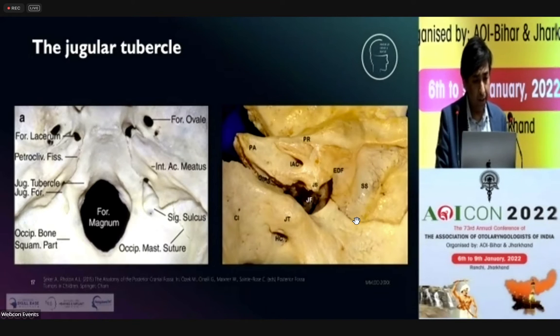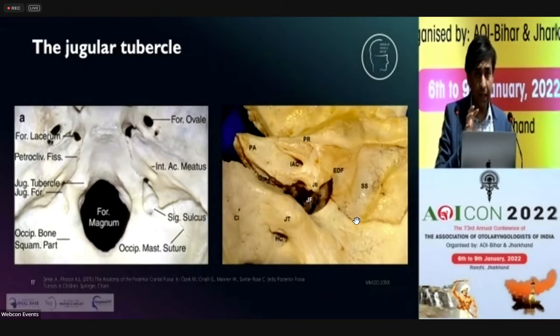The jugular tubercle is more of an intracranial compartment. You need to go after it. You need to drill out the area around the jugular bulb to reach the jugular tubercle. So here you see the jugular tubercle, which forms the posterior border of the jugular foramen. Again, here, this is the jugular tubercle. But when you reach the jugular tubercle, remember that you're almost stepping into the gates of the foramen magnum.